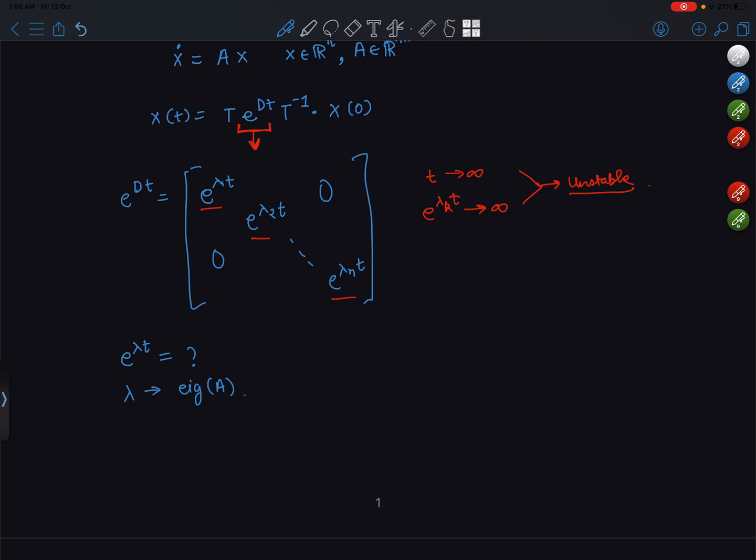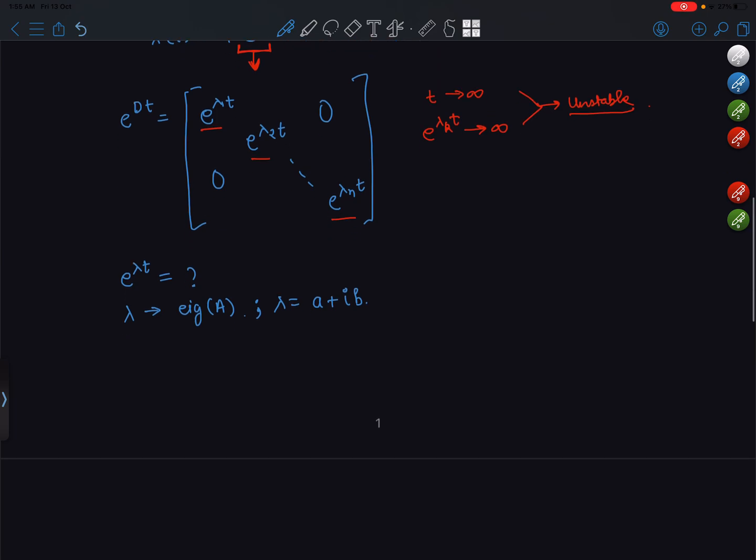and it can be represented as a plus iota b, so lambda is a general complex number. So if lambda is a plus ib, what is e to the power lambda t? It can be written as e to the power (a plus ib) into t, which can be further written as e to the power at times (cos bt plus i sine bt). So this is the Euler formula. We are using the Euler formula to represent e to the power ibt.